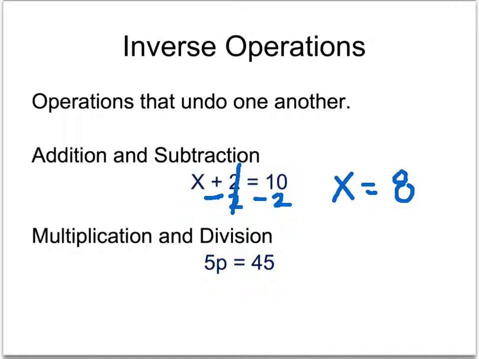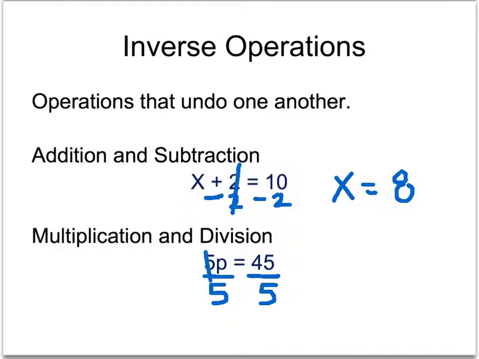Let's take a look at multiplication and division. You probably also remember that multiplication and division are inverse operations of each other, and so they will undo each other. In this example, 5 times p is equal to 45. You know that the 5 is being multiplied to the p. So to get the p by itself on the left-hand side of the equation, you have to get rid of this 5. And in order to undo that multiplication, you would use division, and you would divide by 5.